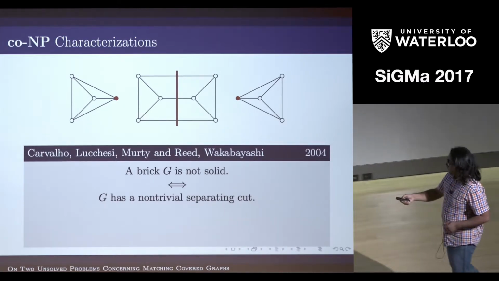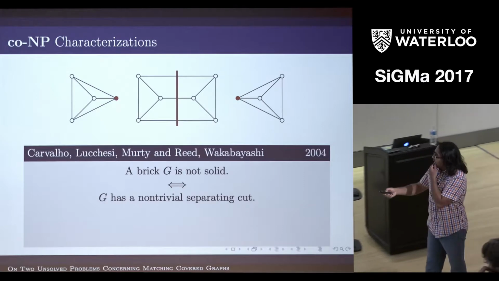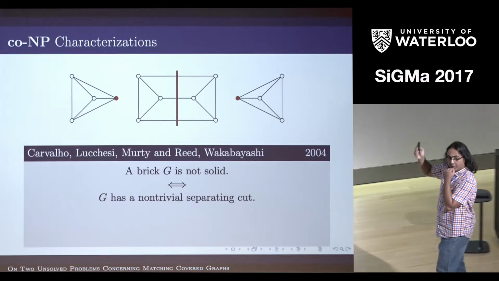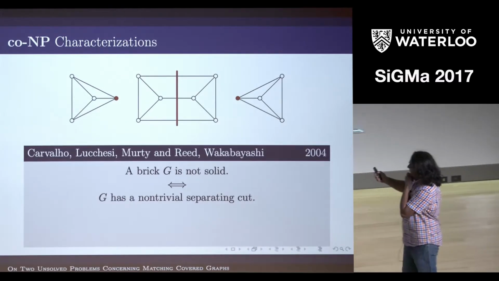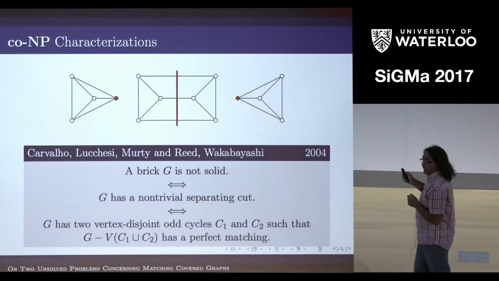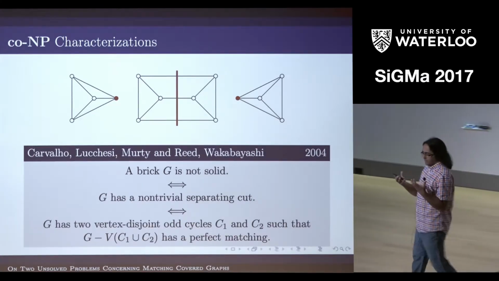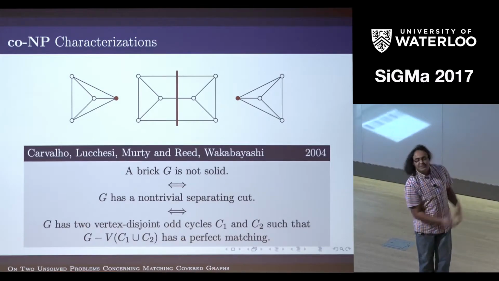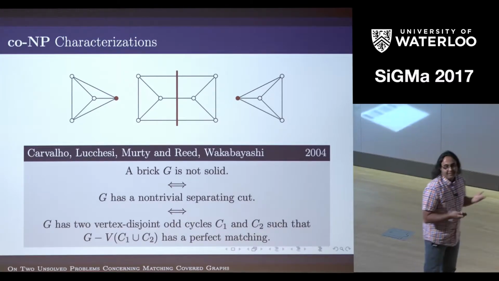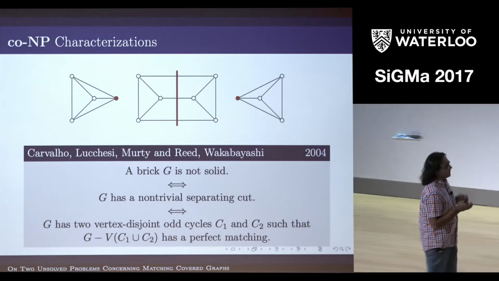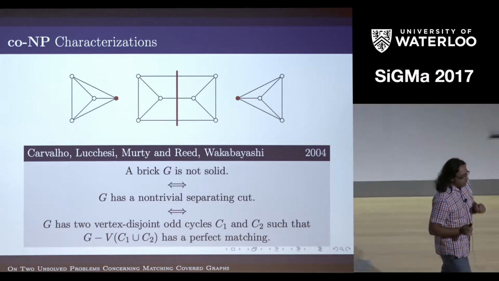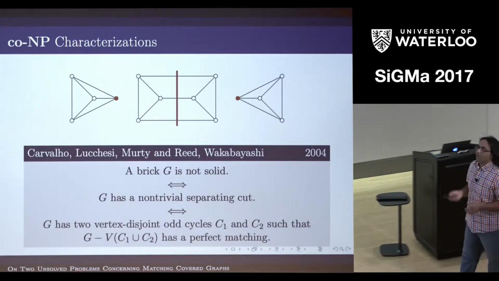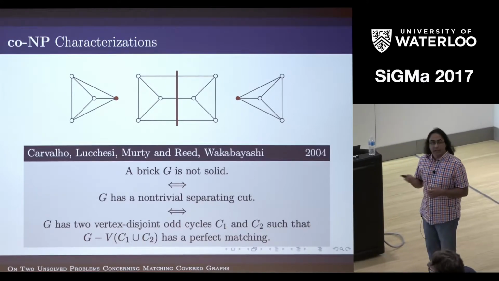And let me tell you about another co-NP characterization that was proved by Reed and Wakabayashi. They never published it. A proof of it appears in the same paper of Carvalho, Lucchesi, and Murthy. And it says that your graph is not solid if and only if you can find 2 vertex disjoint odd cycles such that when you delete the vertices of these cycles, the remaining graph has a perfect matching. In this case, you get the empty graph for the prism, which has a perfect matching. Okay. But you could have more interesting things. We'll see more examples. So both of these are co-NP characterizations. I don't know how to convince someone that a graph doesn't have a non-trivial separating cut, or that it doesn't have 2 such odd cycles. Right.